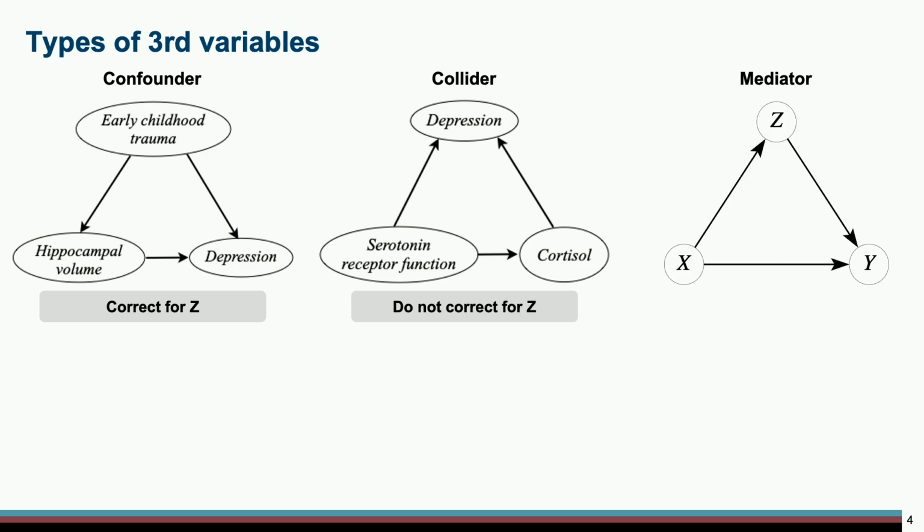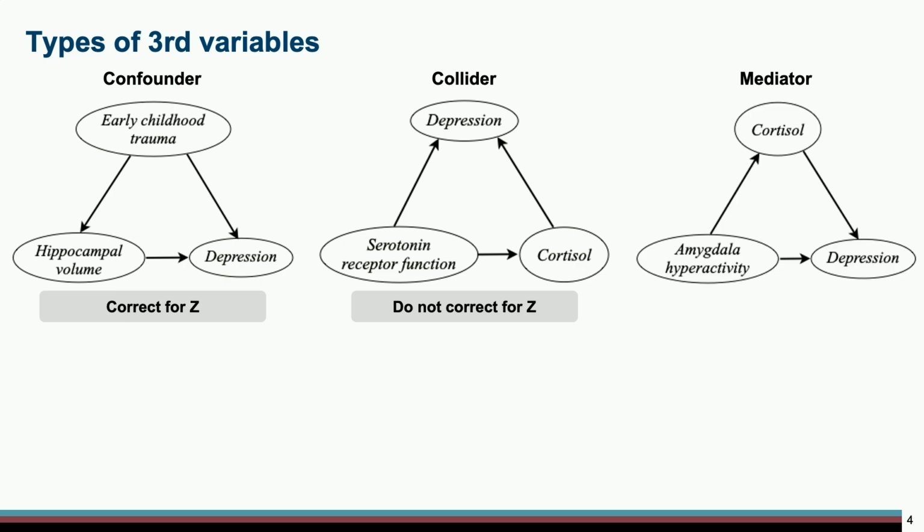The third type I want to introduce is a mediator, and I think most of you are maybe familiar with mediators as well. A mediator is just a detour route connection between the feature and the target. For example, if you're interested in the association between amygdala hyperactivity and depression, you also have this detour via cortisol. And if you correct for it in this case, then you get only the partial direct effect.